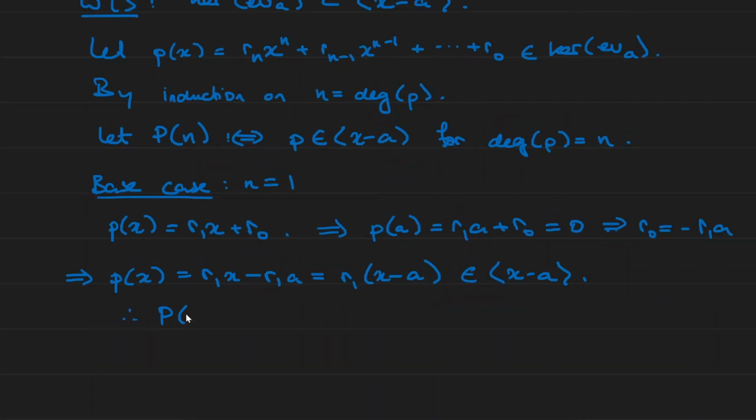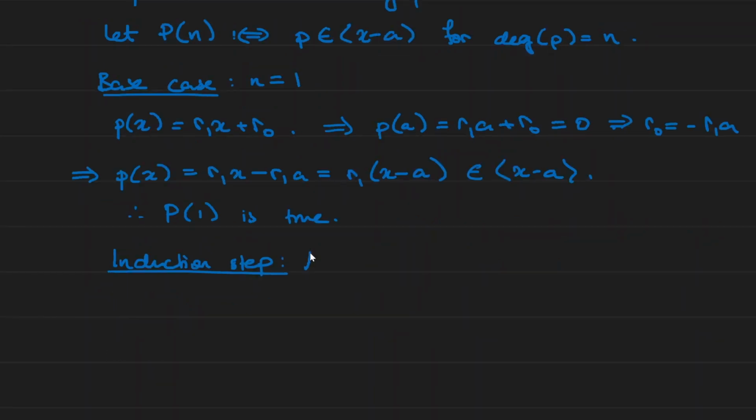So therefore the base case, which is p of 1, is true. Okay, let's do the induction step now, and what I'm going to assume is that p of n is true for all n less than k. And from here, we want to show that p of k is true.